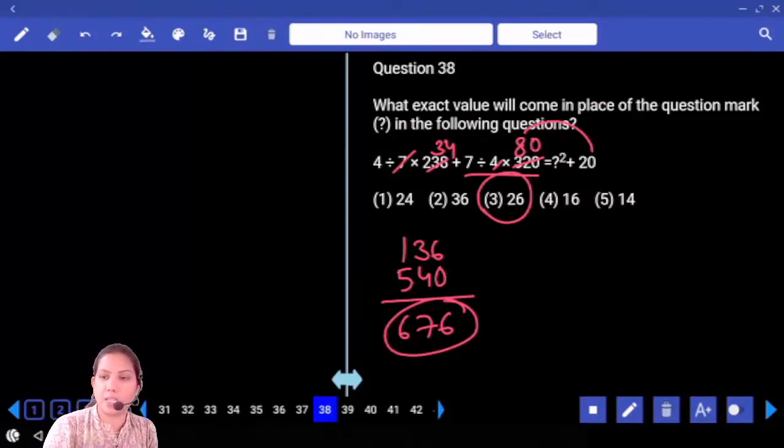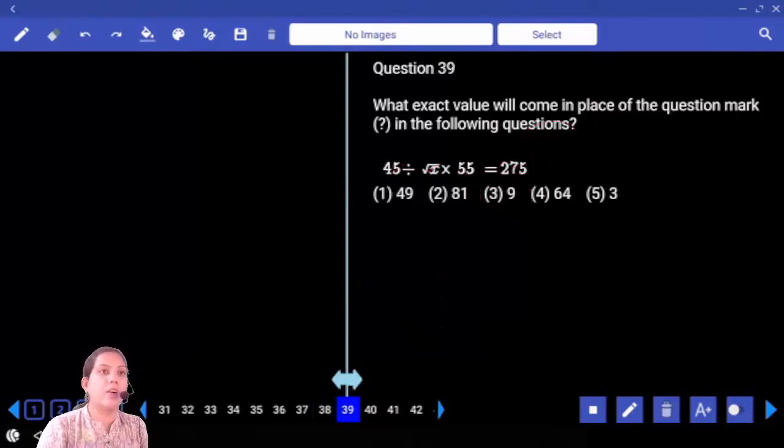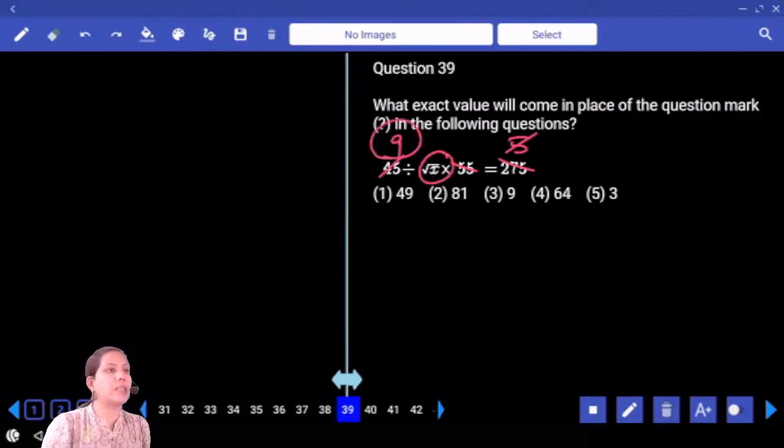Okay, next, question number 39. 45 divided by the square root of x into 55 equals 75. 55 goes exactly 5 times, and 5 goes exactly 9 times. So the square root of x is equal to 9. Then x is equal to 9 squared. What is 9 squared? 81, second option.